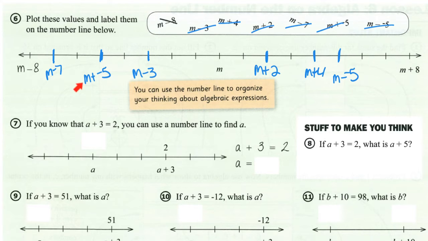Number 6 is a review of what we've done with the number line before. Make sure your numbers are in the correct spots here. Make sure you ask questions if you need.